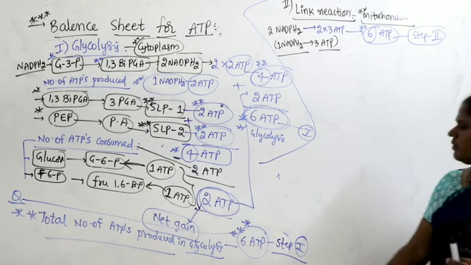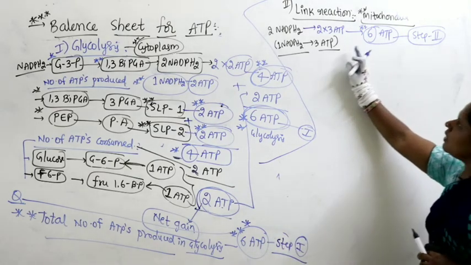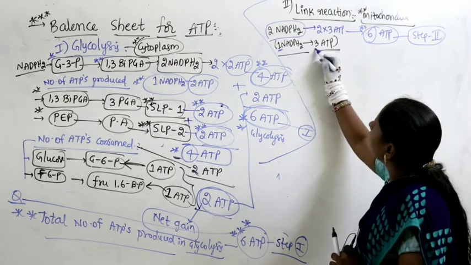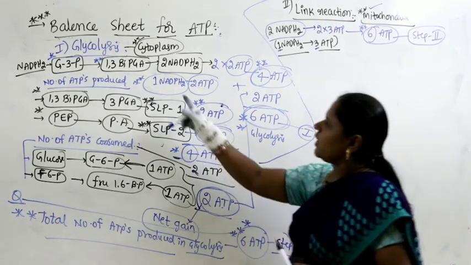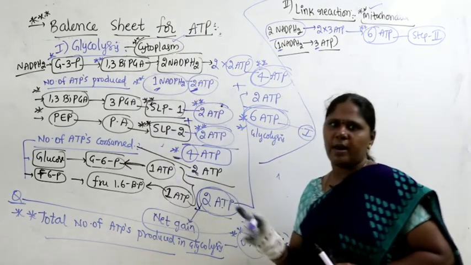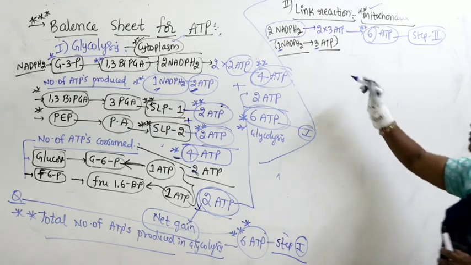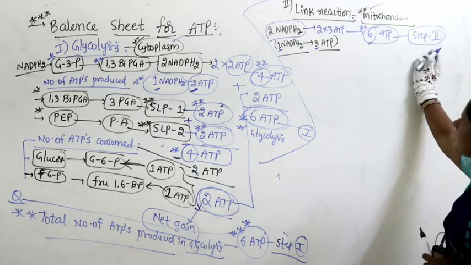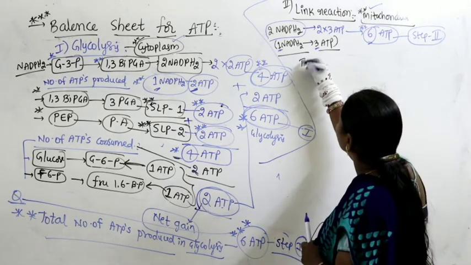Right? Step number 1, glycolysis, 6 ATP. Step number 2, link reaction, where there is a production of 2 NADPH2, but each NADPH2 contributes 3 ATP because it's happening in mitochondria, whereas 1 NADPH2 contributes for 2 ATP because this happens in cytoplasm. That is a very important difference. So 2 NADPH2 means 2 into 3 ATP, it contributes 6 ATP. That is step number 2, right? Now let's go with Krebs cycle.